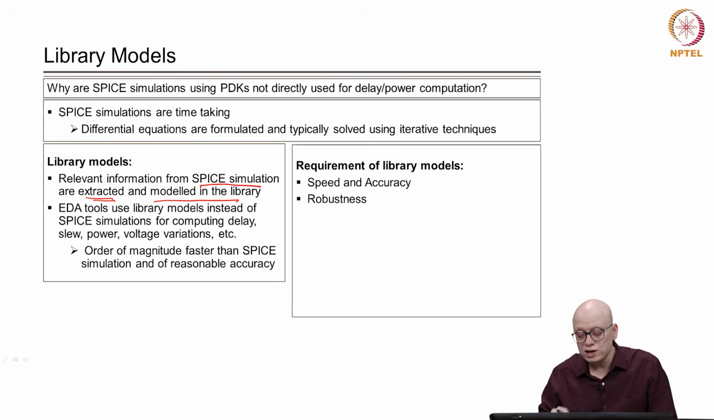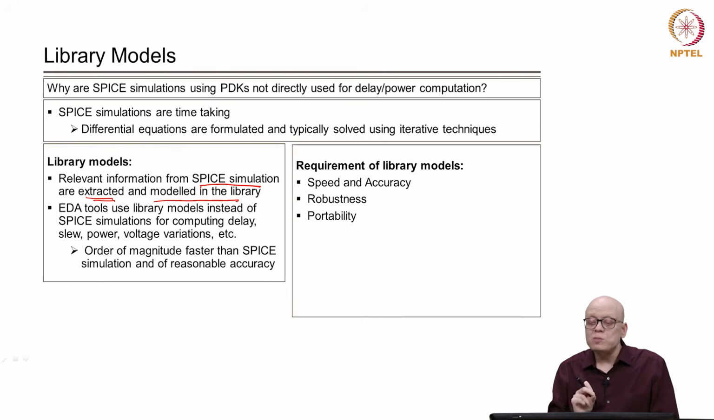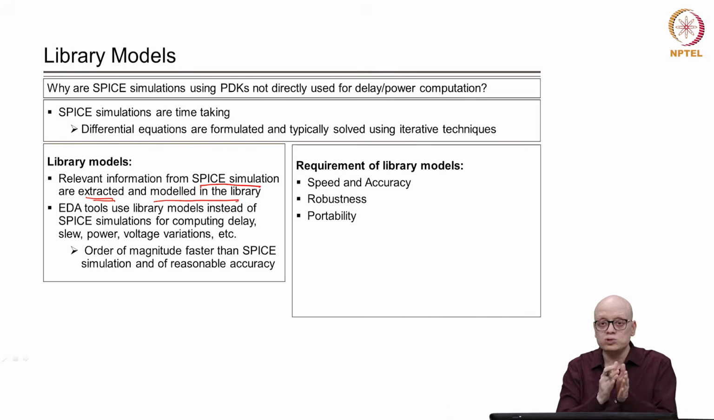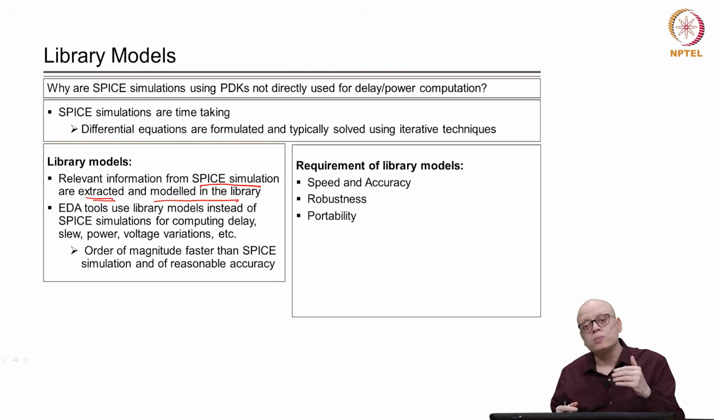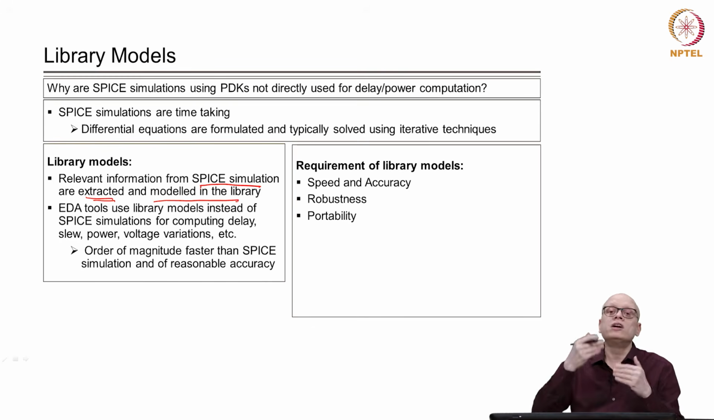That is what is meant by robustness, and our library model should be robust enough to handle various instantiation scenarios. And then this library model should be portable. It should not be that this library model is usable only in this tool. It should be usable in, say, static timing analysis, synthesis, physical design and so on, and not only in various stages of the design flow, it should also be portable from one vendor to another.